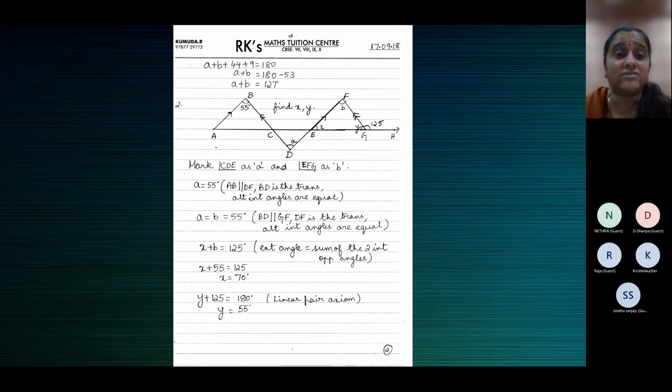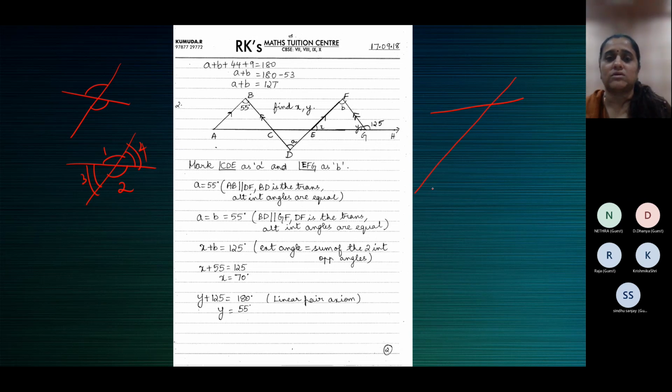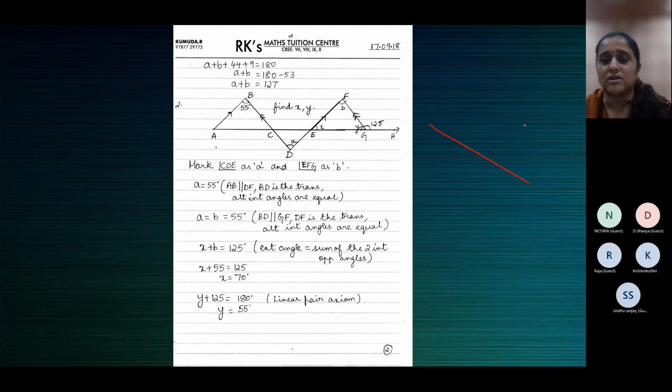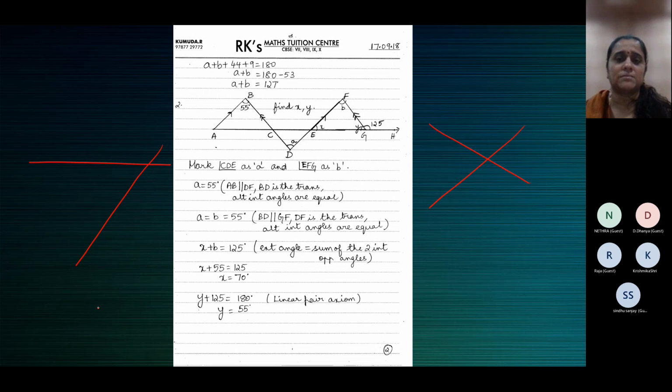Then also, when two lines intersect, vertically opposite angles are equal. When two lines intersect, two pairs of vertically opposite angles are formed. See, this is one pair. Angle 1 is equal to angle 2. Angle 3 is equal to angle 4. When two lines intersect, they can intersect like this also. They need not form a perfect X like this. One line can be like this, the other can be like this.